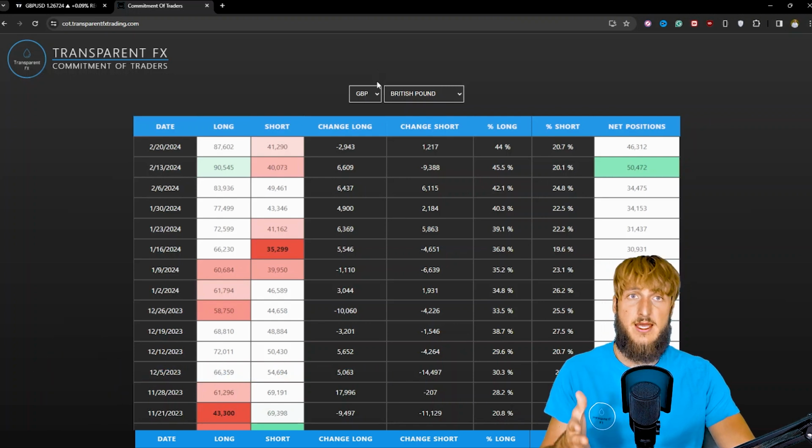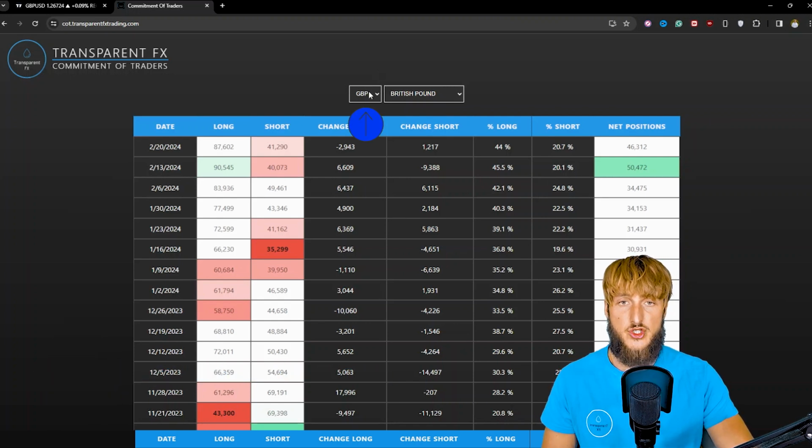Now, as I was saying, this means that since we're checking the data for the GBP, we're actually already looking at GBPUSD.